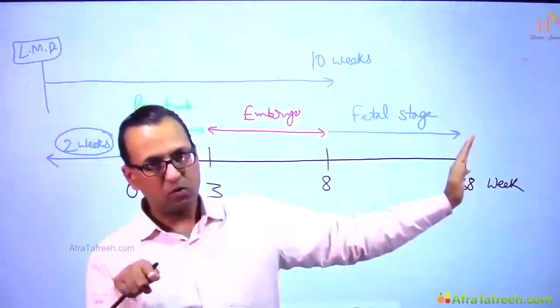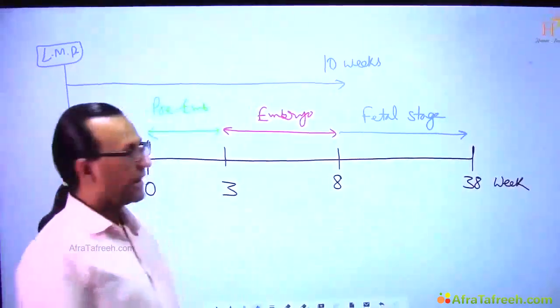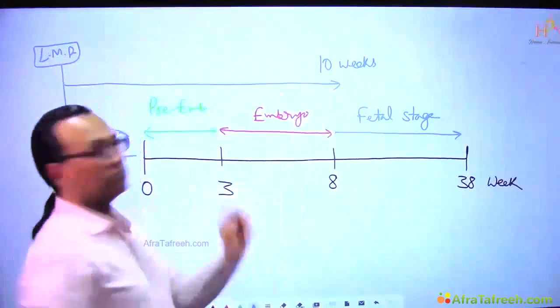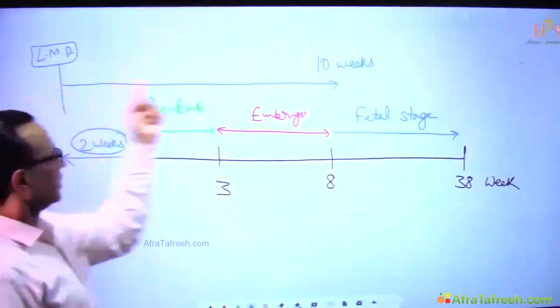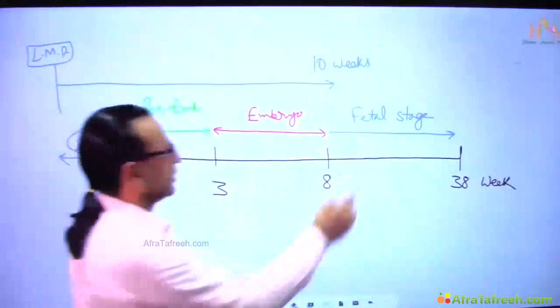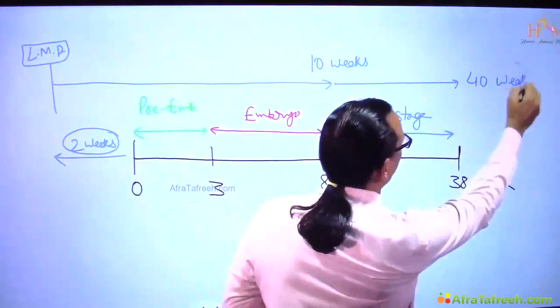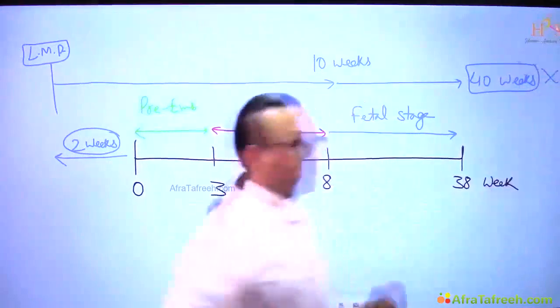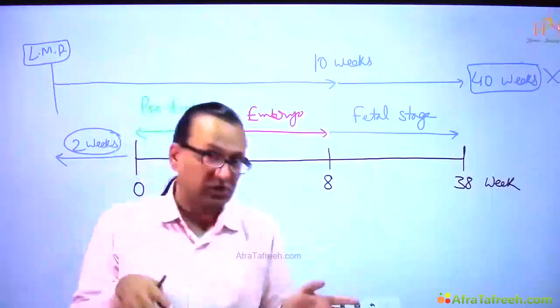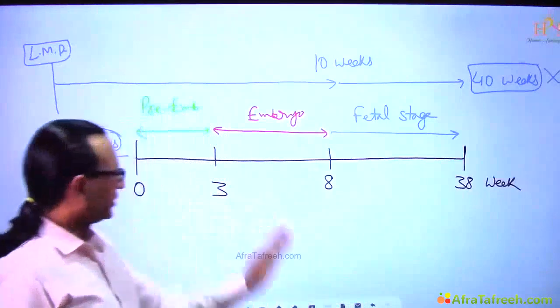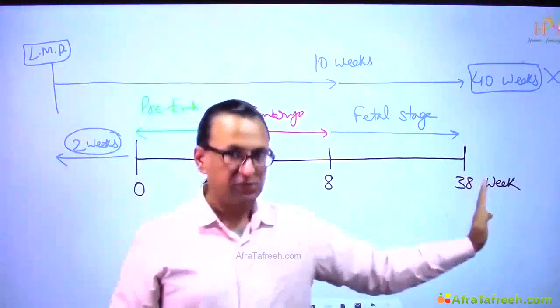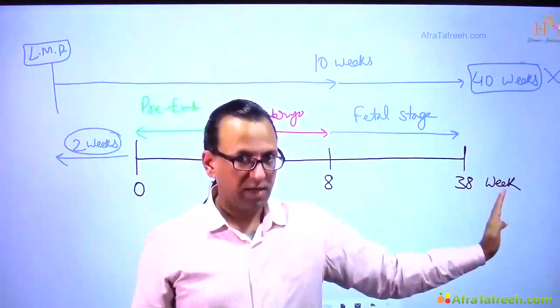And accordingly, what is the gestational age? According to the menstrual cycle, the gestational age is actually 40 weeks, which is obviously wrong, because the baby doesn't stay 40 weeks in the mother. Baby is staying only for 38 weeks. After that, there will be birth of the baby.